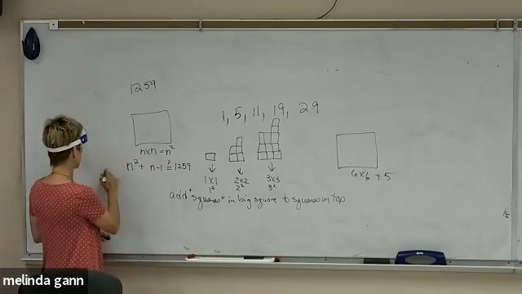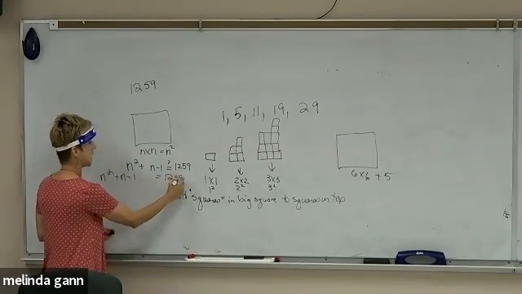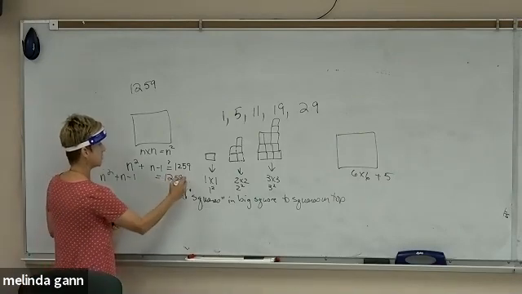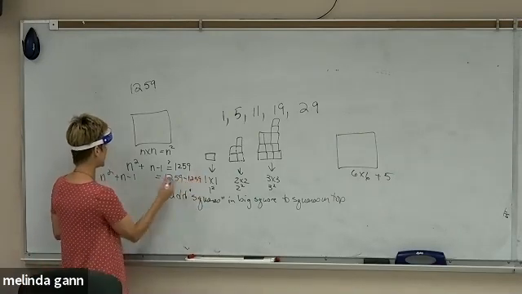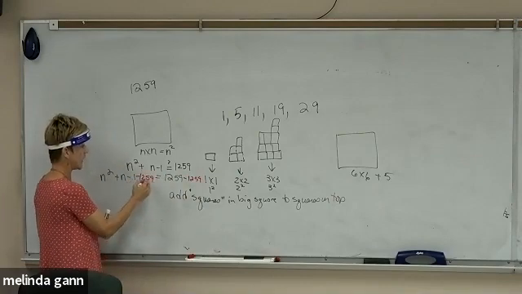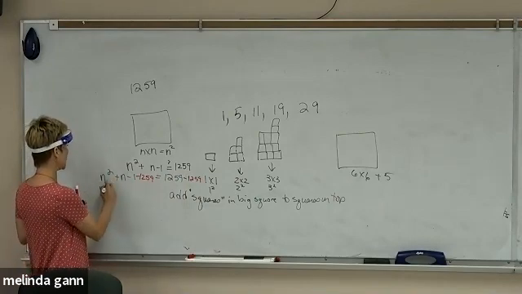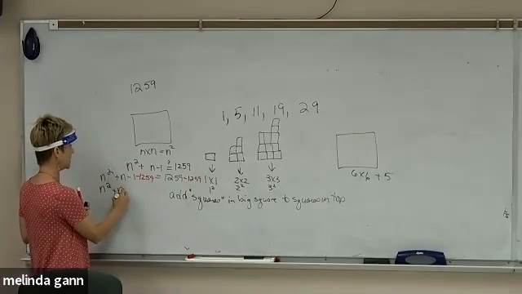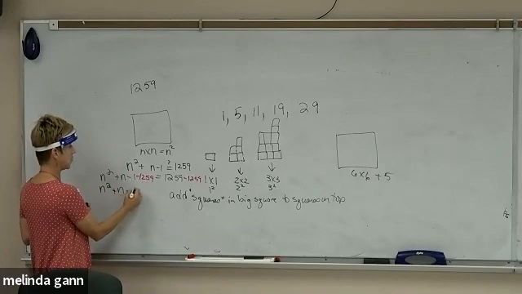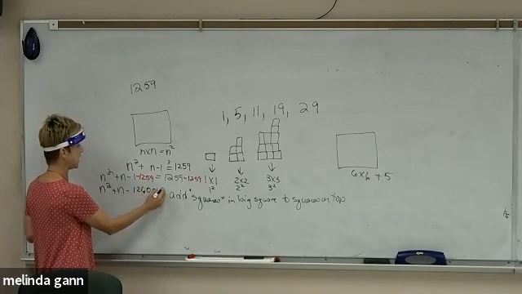So I've got this n squared plus n minus 1, and I've got this 1,259. If I'm going to subtract 1,259 from this side, I've also got to subtract 1,259 from that side, do I not? So that leaves me with n squared plus n minus 1 minus 1,259, which is going to give me n squared plus n minus 1,260. Does that thing ever equal 0?